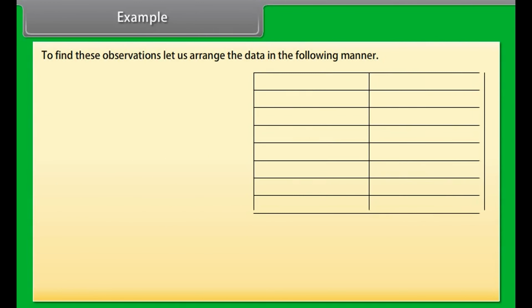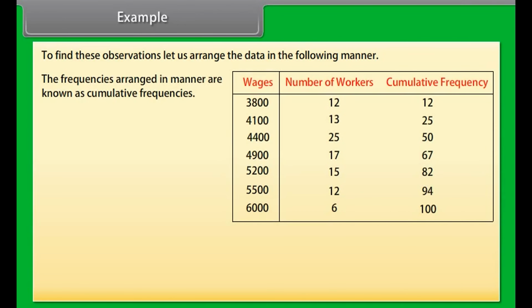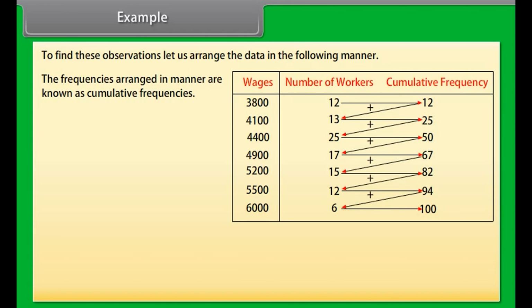To find these observations, let us arrange the data in the following manner. In this, we have written the total number of workers who are taking wage up to 3800, up to 4100, up to 4400, up to 4900, up to 5200, up to 5500, up to 6000. The frequencies arranged in this manner are known as cumulative frequencies. The table shown tells you how to calculate the cumulative frequency column quickly. So, the 50th observation is 4400 and 51st observation is 4900.